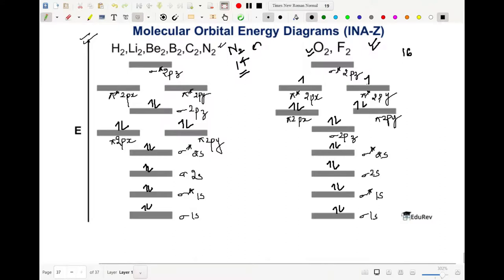1, 2, 3, 4, 5 and 6. So the last 2 electrons present in the pi star 2px and pi star 2py are actually unpaired electrons. That is why the O2 molecule is paramagnetic in nature.